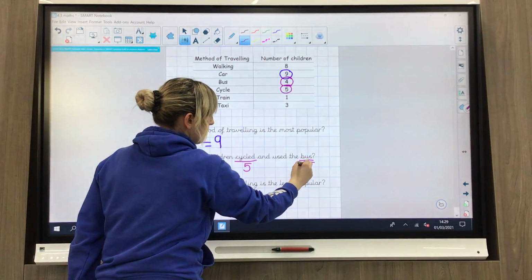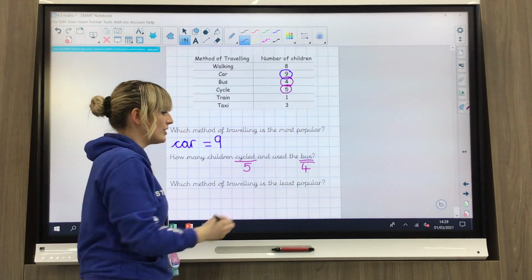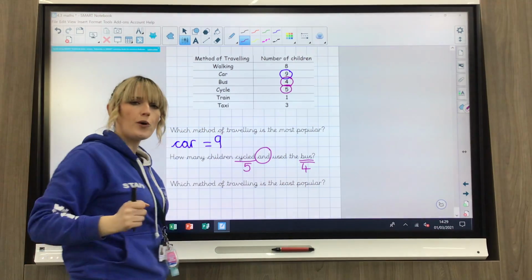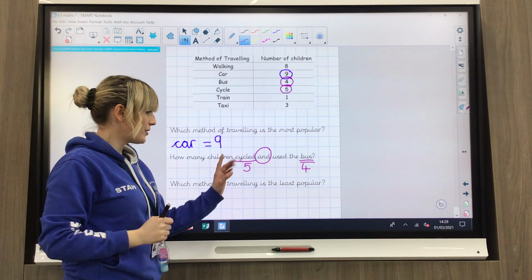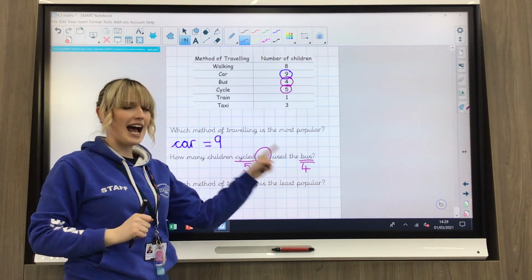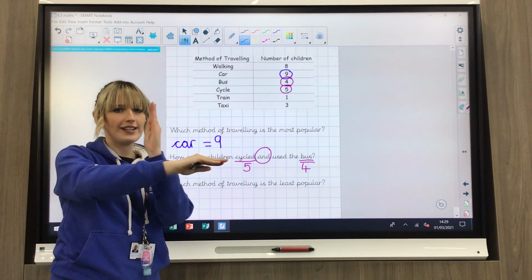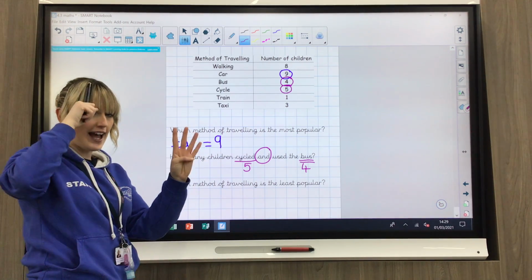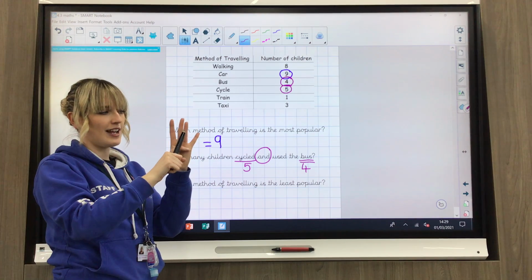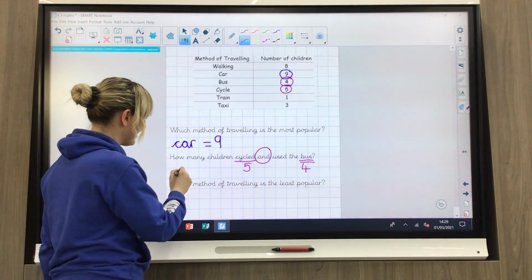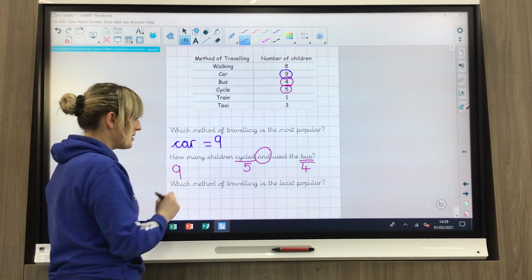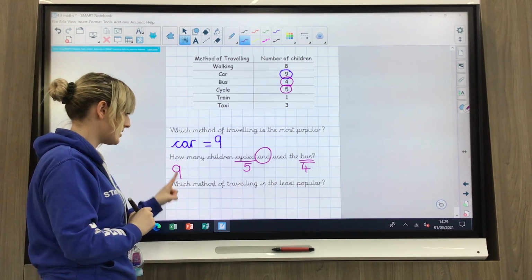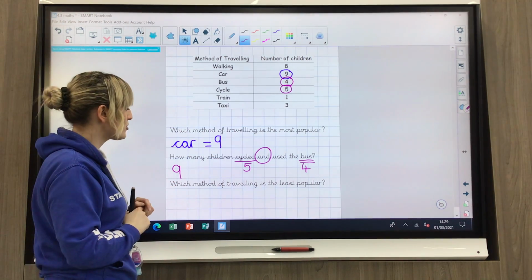So 5 and 4. Now it's using the word and. So what is 5 and 4? Oh, that's the same as add, isn't it? So 5 add 4. So 5, 6, 7, 8, 9. Okay, so how many children cycled and used the bus? It would be 9 in total.